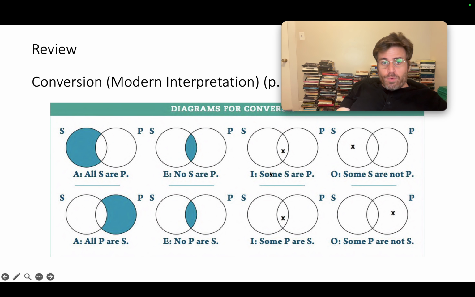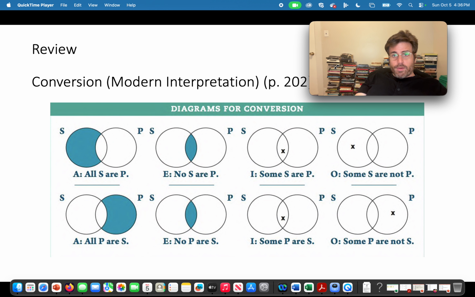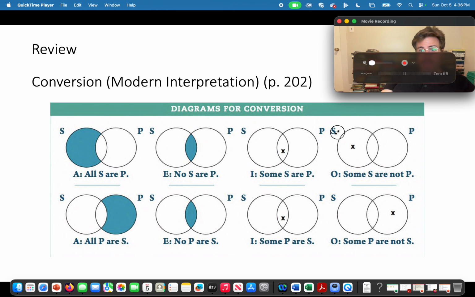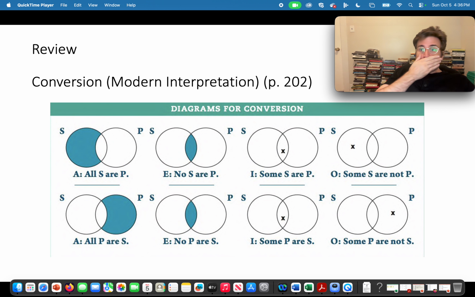But before we do, let's just have a very quick review of our Venn diagrams for some of our immediate inferences. Remember, we discussed the transformation we're allowed to make in our categorical sentence types, conversion, switches subject and predicate, and on the modern interpretation, to switch subject and predicate yields this set of transformations on the Venn diagram.